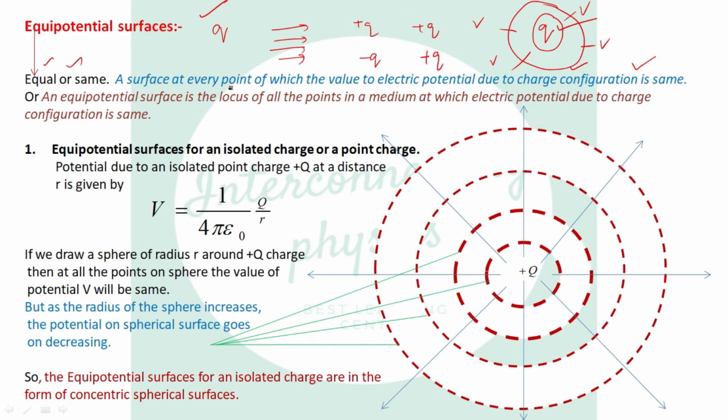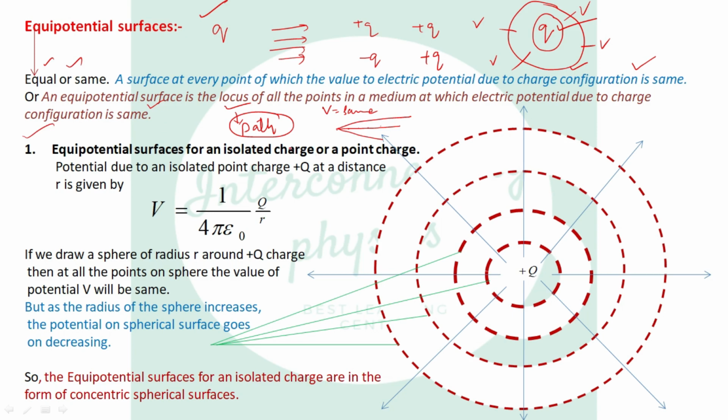The surface at every point of which the value of electric potential is same is called an equipotential surface, or we can say an equipotential surface is the locus. Locus means path. So it is the locus of all the points in the medium at which the electric potential due to the charge configuration is same. We take only those points at which the value of potential is same, then we retrace those points. This is the locus, this becomes the path.